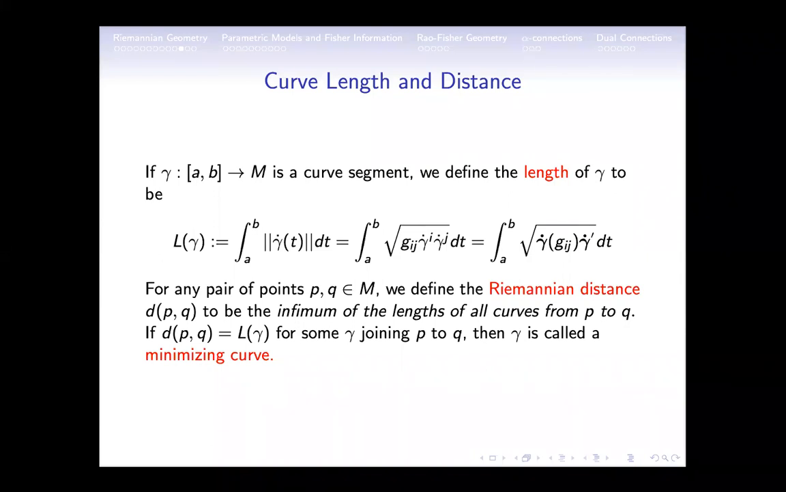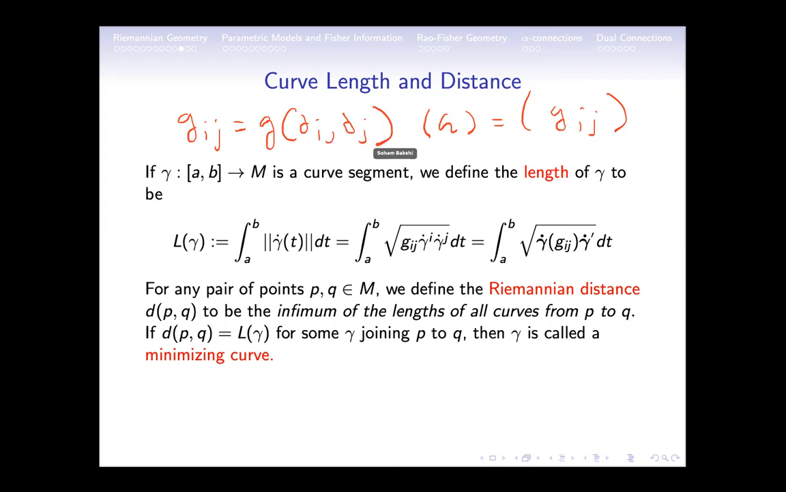So this is what I wanted to note: to define a Riemannian metric, it's sufficient to define G as a matrix, which is just the Gij matrix, where Gij is G on the ith and jth basis vectors on the tangent space. And this is how we define curve length on a Riemannian manifold.